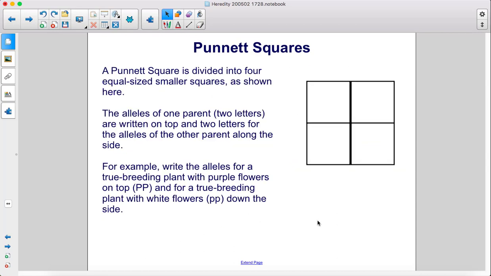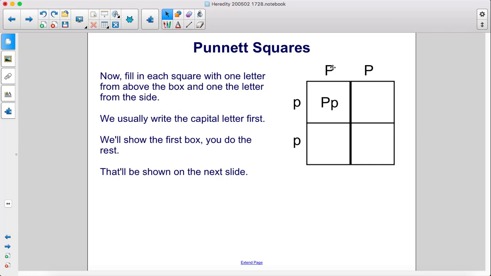A Punnett square is divided into 4 equal-sized smaller squares as shown here. The alleles of one parent, so 2 letters, are written on top and 2 letters for the alleles of the other parent along the side. For example, write the alleles for a true breeding plant with purple flowers on top and for a true breeding plant with white flowers down the side. So we have 2 capital P's on top and 2 lowercase p's on the side.